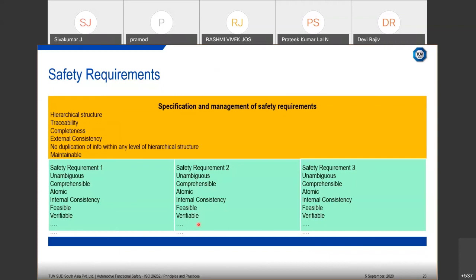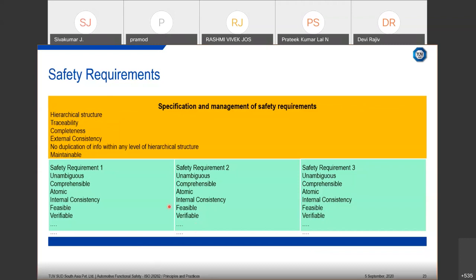There are three important activities involved for requirement related aspects. One is the requirement elicitation process, then requirement analysis, and then requirement management. When I say requirement elicitation, it's a strategic way of deriving the requirement from one level to another level that needs to be followed. And then requirement analysis: after deriving the requirement, what are the various aspects that you are supposed to verify for requirement correctness.